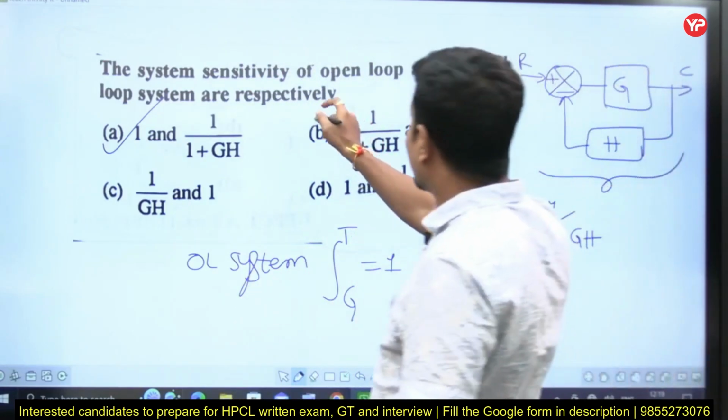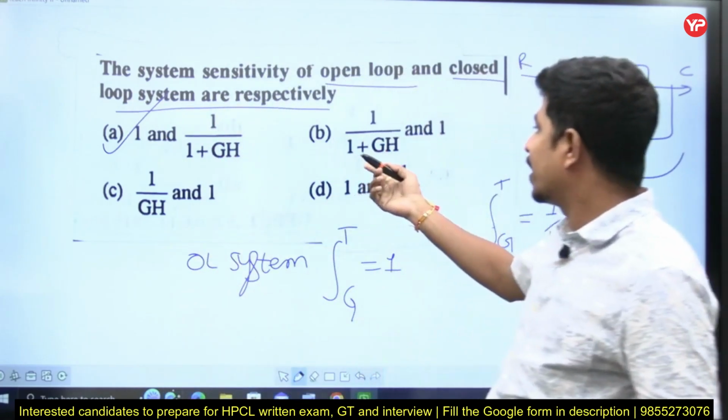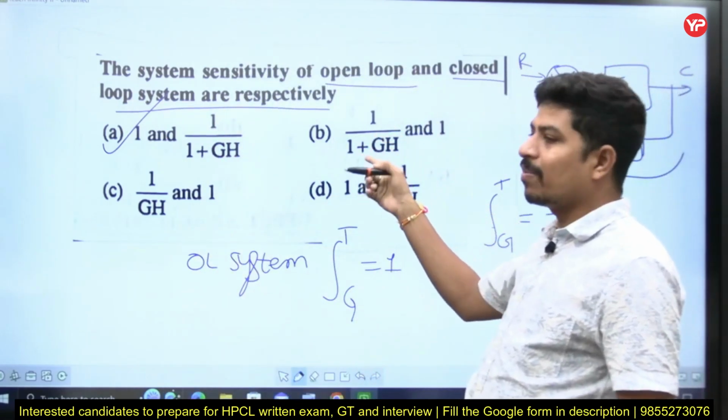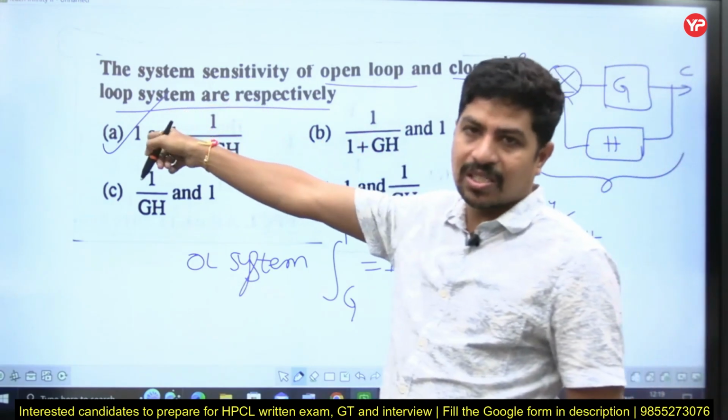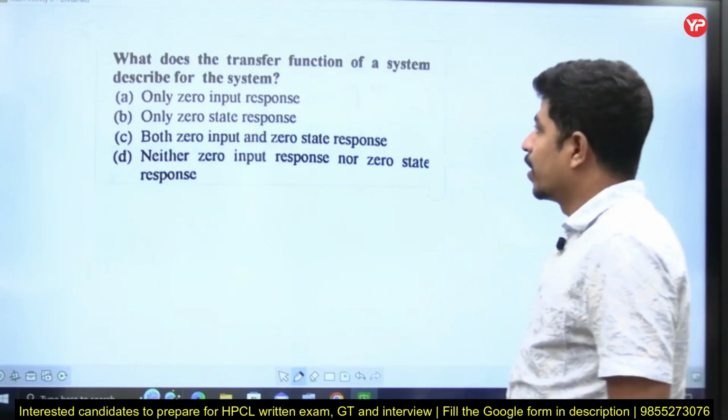Right? See, he gave open loop and closed loop systems respectively. Some people in a hurry may tick 1 by 1 plus GH and 1. No, the answer is 1 and 1 by 1 plus GH. Right? Let's go to the next question.